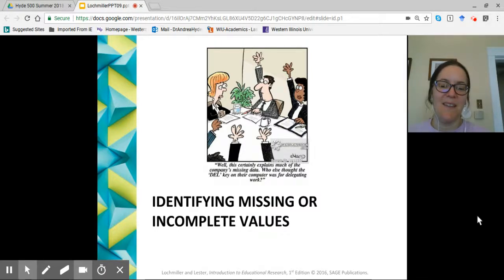Okay, identifying missing or incomplete values. I thought this is funny. At first, you think, well, what do you mean you would have missing data, and what do you do? You can't work with that, right? Well, it depends on how large your data set is. For very large data sets, it's probably not going to affect you so much if you have some scores that are missing or some scores that are incomplete.